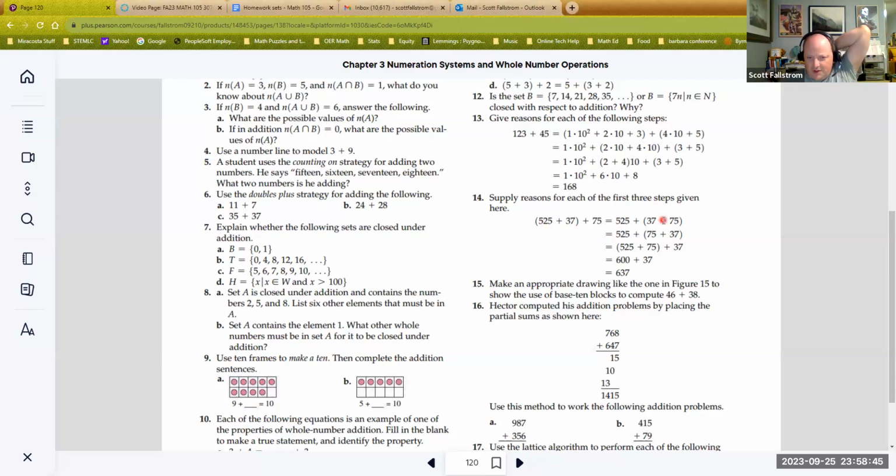We're changing the grouping. If you change the grouping, that's reassociating. Then we change the order. Changing the order is commutativity. Changing the grouping again brings us back to associativity. Then we have addition facts and addition facts, so combining those objects together. Yeah, I think that's it.